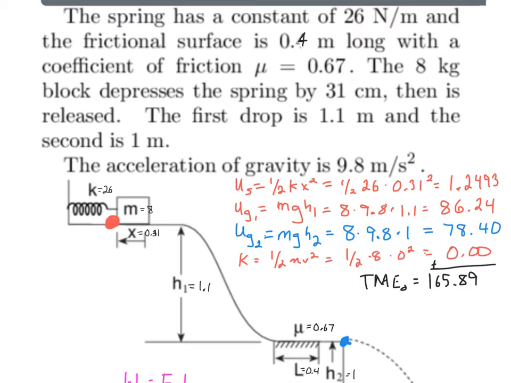Now, the block starts off at rest, so it has initial velocity of 0, meaning it has no initial kinetic energy. So we have technically 3 different types of energy. So we have elastic potential, we have gravitational potential at height 1, gravitational potential at height 2. If I add those up, I'm going to get my total mechanical energy. So that's all the energy that we have to start with.